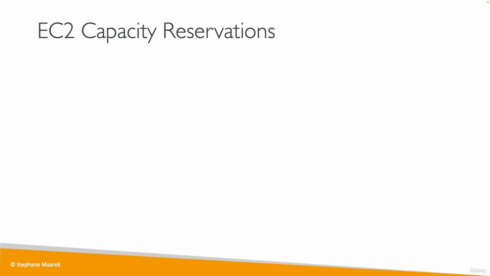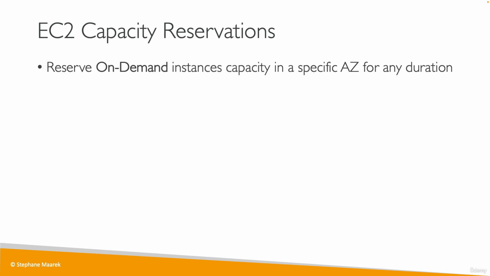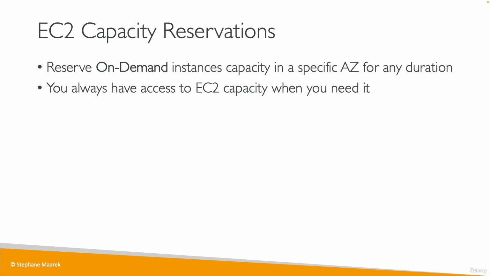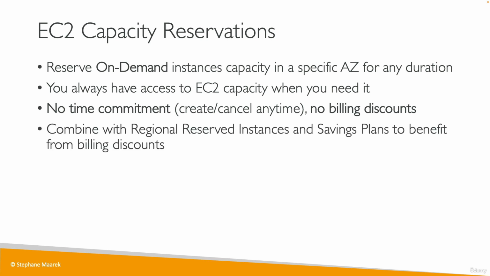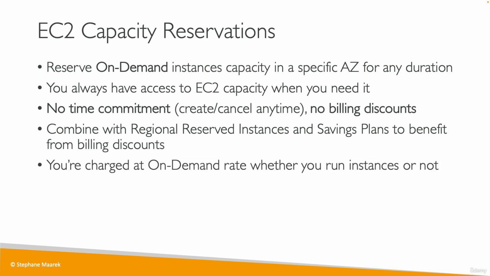Next, we have capacity reservations for EC2. So you can reserve on-demand instances in a specific AZ for any duration. And then you get access to that capacity whenever you need it. You have no time commitment, so you can reserve capacity or cancel your reservation at any time, and no billing discounts. The only purpose is to reserve capacity. So if you want to get billing discounts, you need to combine it with regional reserved instances or your savings plan. And you're charged at the on-demand rate whether or not you run instances.